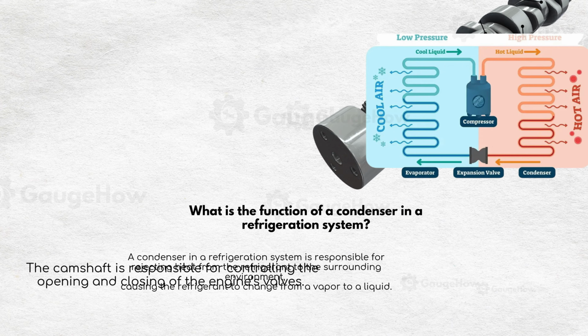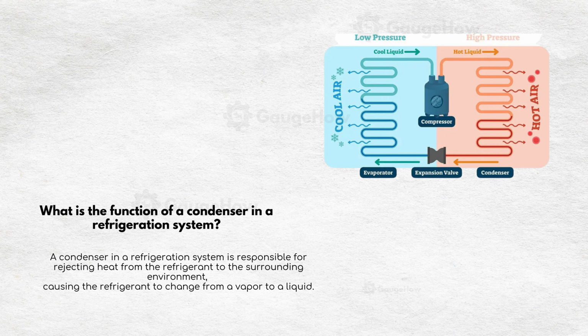Our next question is, what is the function of a condenser in a refrigeration system? A condenser in a refrigeration system is responsible for rejecting heat from the refrigerant to the surrounding environment, causing the refrigerant to change from a vapor to a liquid.